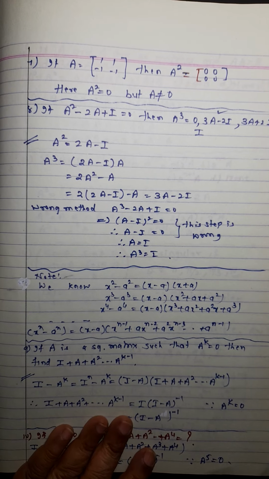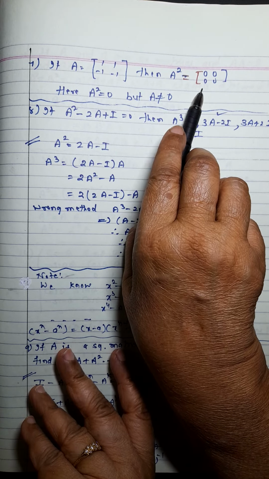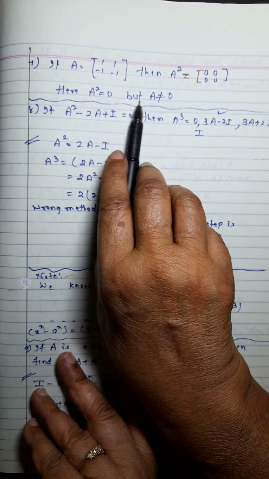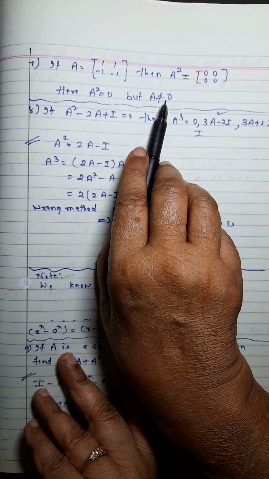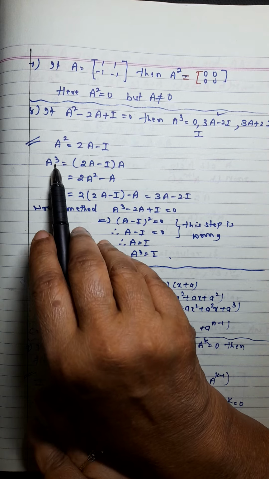Now this is a very important result. See here, if A is this, if you square it, you will get 0. So a very important property we got in matrices: A square is 0 but A is not 0. Usually in real numbers, if x square is equal to 0, we write x equals 0. It is not the case here.